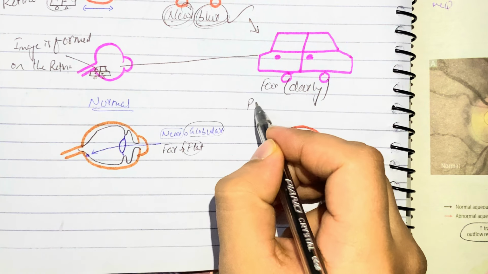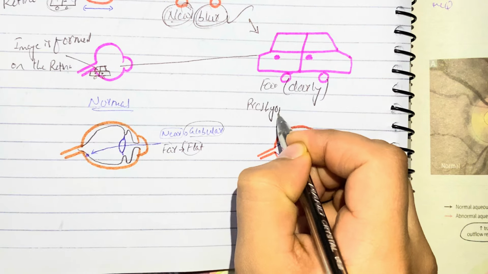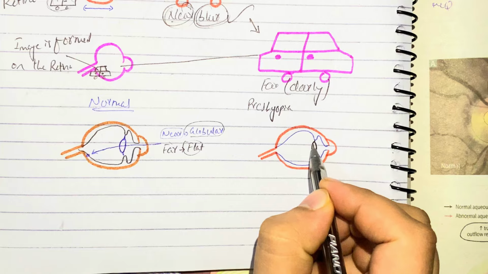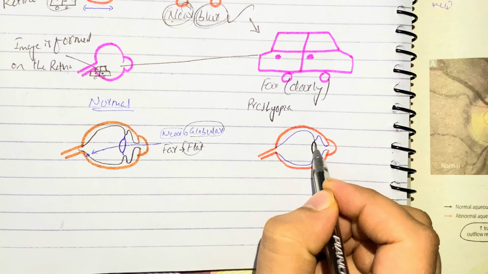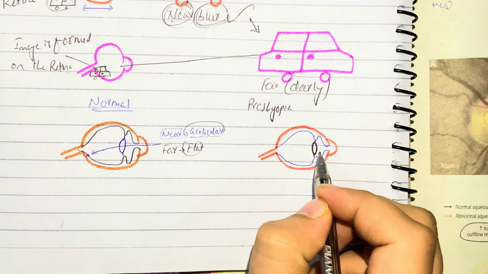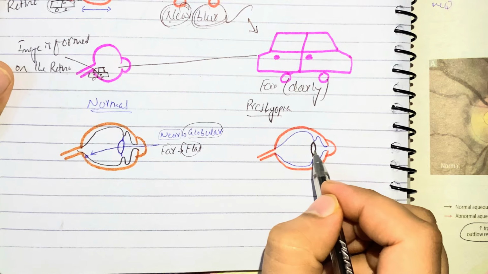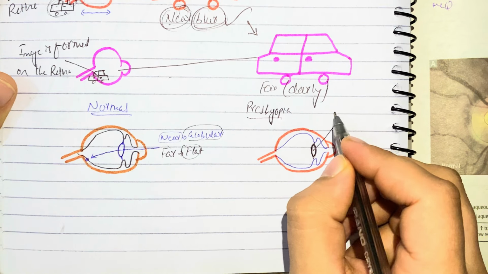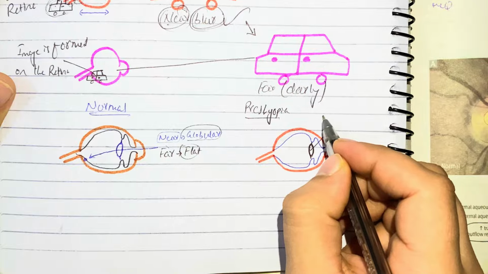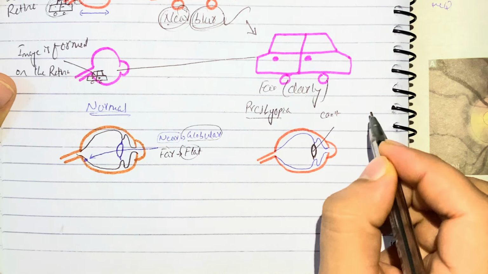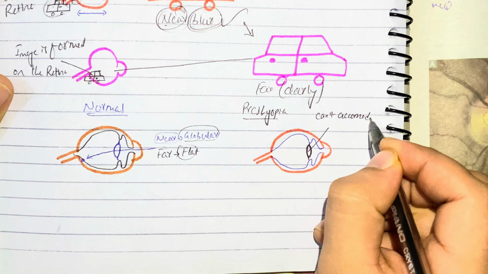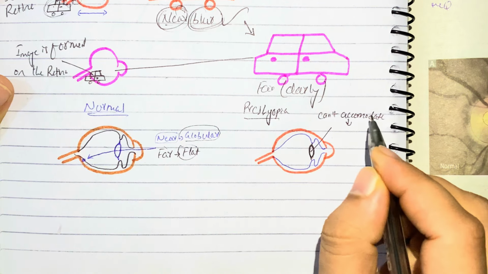Now what happens in presbyopia? Listen, when we discuss presbyopia, again, this is our eye, and this is our lens, understood? What happens with the lens? The lens becomes very stiff, and it cannot accommodate. So in short we can say it cannot accommodate. Why? What is the reason?